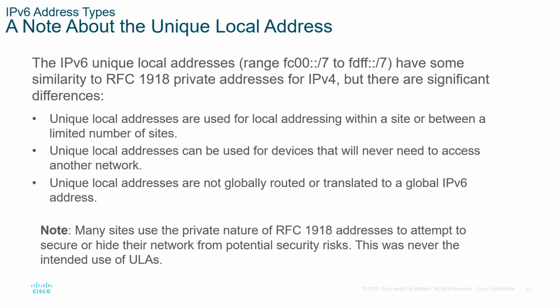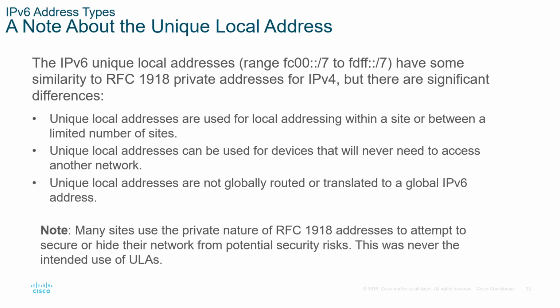The IPv6 unique local address, which is all the addresses in the range of FC00::/7 to FDFF::/7, has some similarity to the 1918 or private addresses for IPv4. But there are some significant differences.